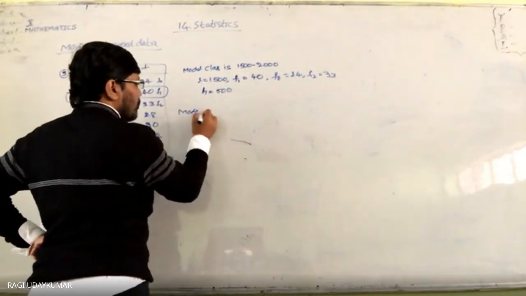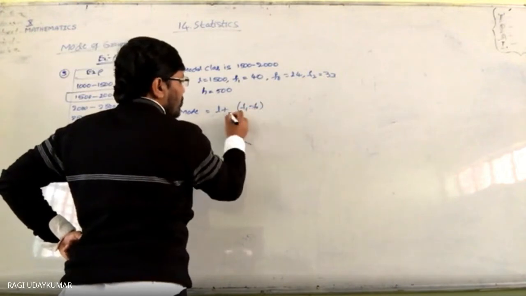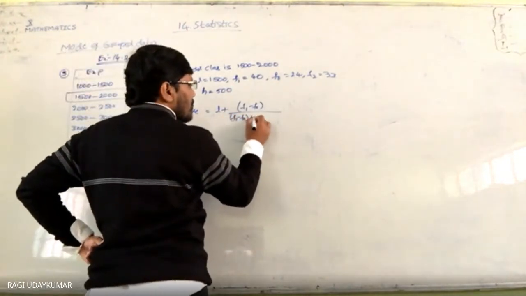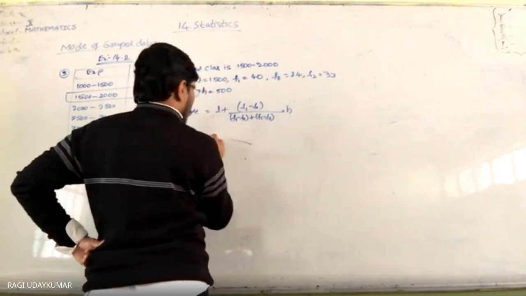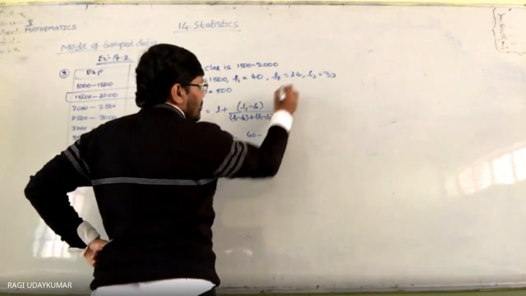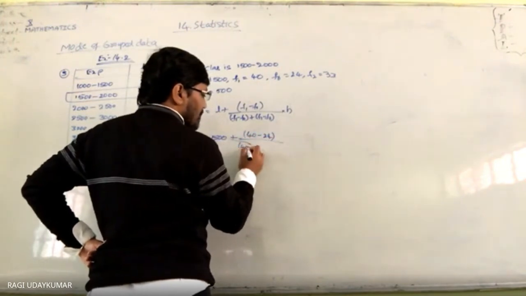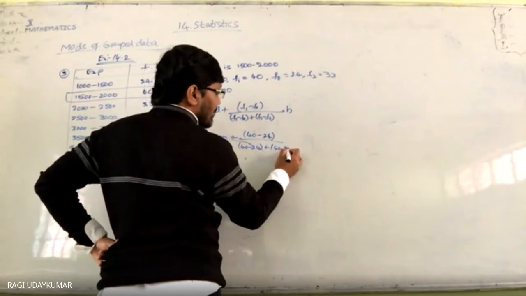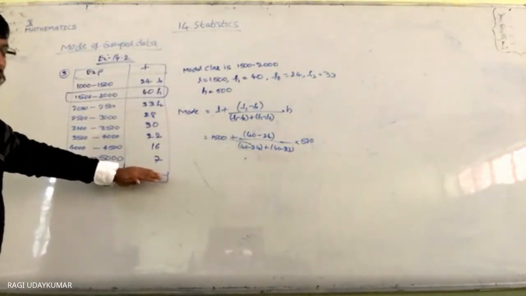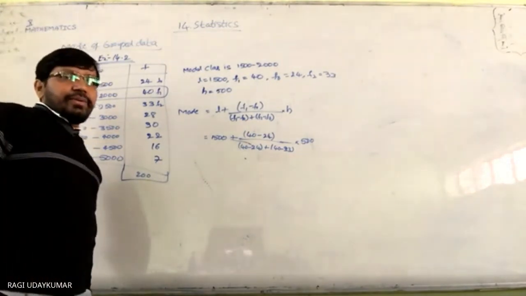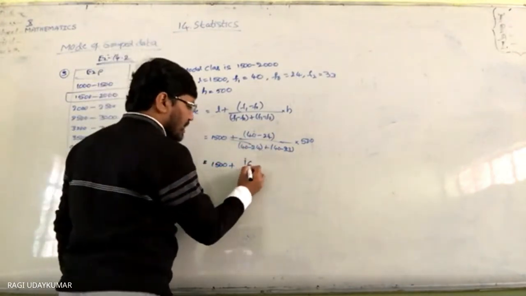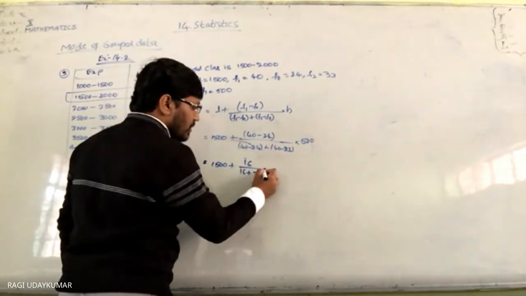Therefore the mode of the data is equal to, the formula is L plus f1 minus f0 by, you can write it in any way, both forms are the same, f1 minus f0 plus f1 minus f2, into h. So L is equal to 1500 plus f1 minus f0, 40 minus 24, by 40 minus 24 plus 40 minus 33, into 500. We do not need the sum of the frequencies here in this case. In mode, it is very simple. 1500 plus 40 minus 24, that is 16, by 16 plus 7, into 500.